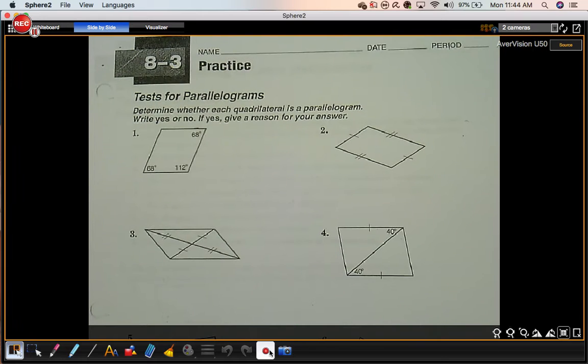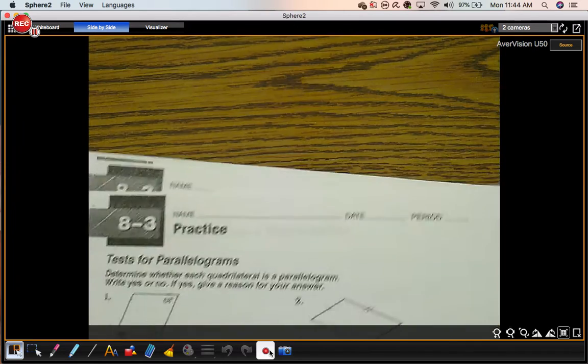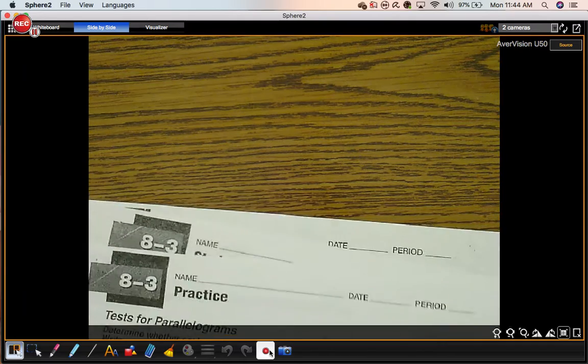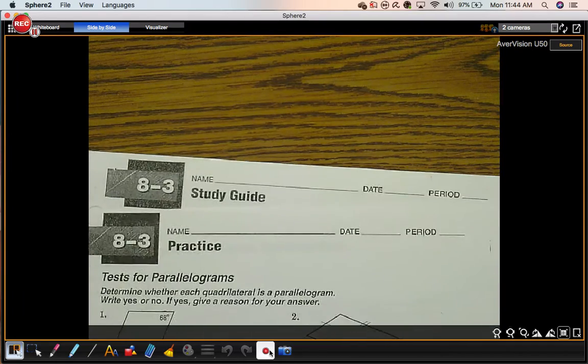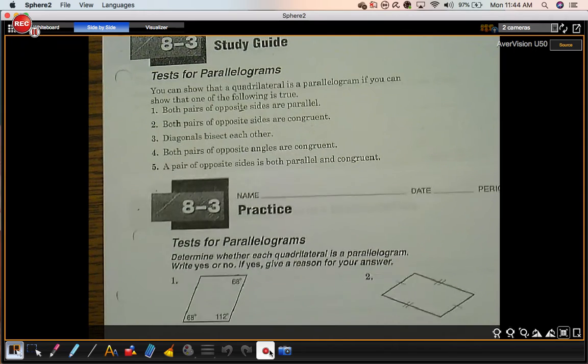This is an 8.3 practice worksheet. We're going to determine whether each quadrilateral is a parallelogram. Write yes or no and give a reason for your answer. So it's the same as what we've been doing. It's a good idea to have your 5 ways in front of you to help you.